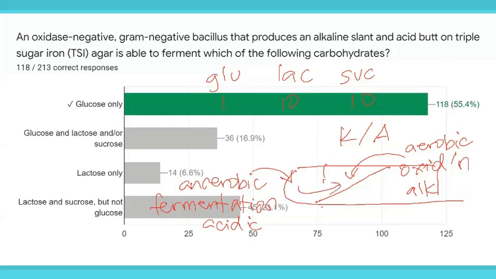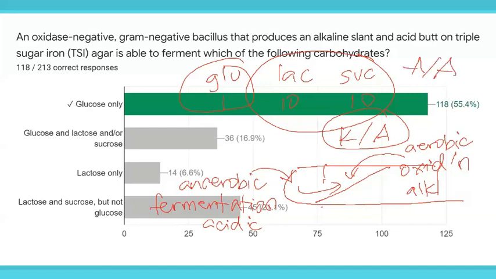Okay, so again, if it is only glucose being fermented, that's just enough for the butt. But if lactose and sucrose are also being fermented, the acid will be enough to convert the slant as well into a yellow color. Okay, so if you have an organism which is K over A or alkaline over acid, this means that you're only fermenting glucose. But if you have an organism which is A over A or acid over acid, you have an organism which is fermenting glucose as well as lactose and/or sucrose. Okay. Aside from that, the TSI can also detect H2S production through the appearance of a black precipitate as well as gas production.